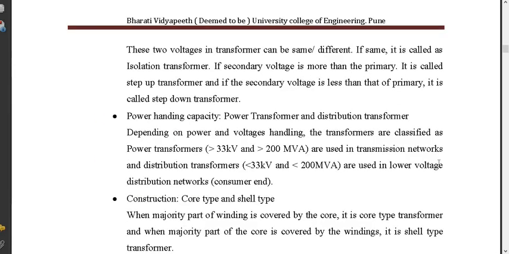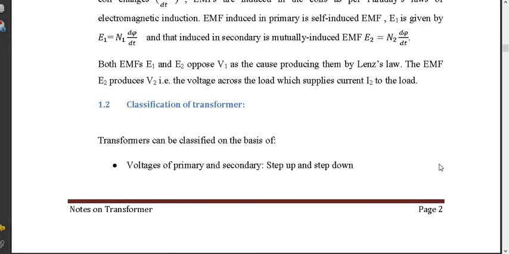Let me talk about classification of transformers now. There can be different bases for the classification. The very first basis is the difference in the voltage levels. If the primary voltage is greater than the secondary voltage, that means V1 is greater than V2, we call it a step down transformer. And vice versa, if the secondary voltage is greater than the primary voltage, we call it a step up transformer. So stepping up or stepping down is actually related to voltage.